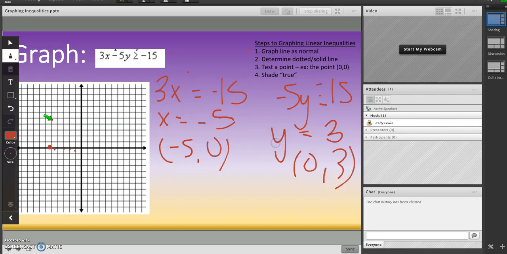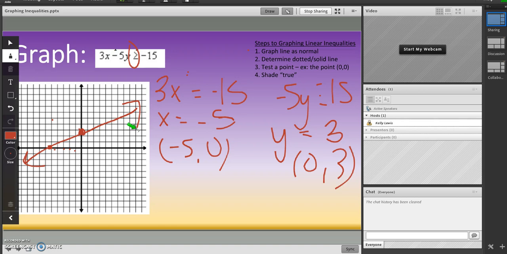Alright, this one has an equal to. Because it's an equal to, it is solid. If it was not equal to, I would have done a dotted line. I'll do a dotted line in a few minutes.